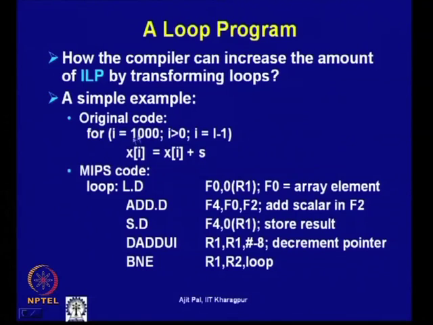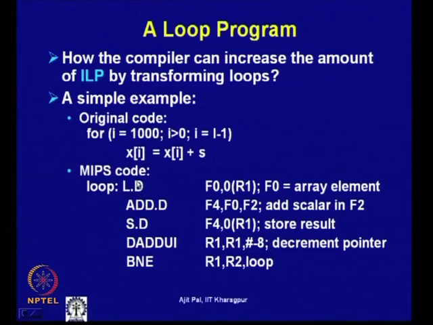So, let us consider an example. You have this original code: for I equal to 1000, I greater than 1, I equal to I minus 1. It is reading data from an array and then performing the operation x[I] = x[I] + s. Here s is a constant scalar value which is available in a particular register. So, this is the high level language code. The corresponding MIPS code is given here.